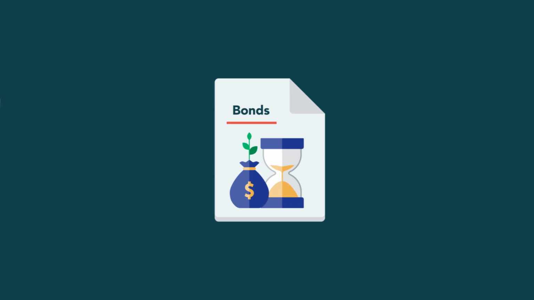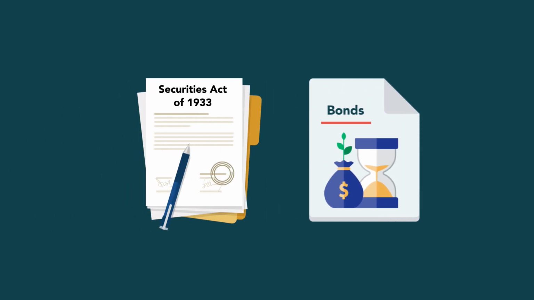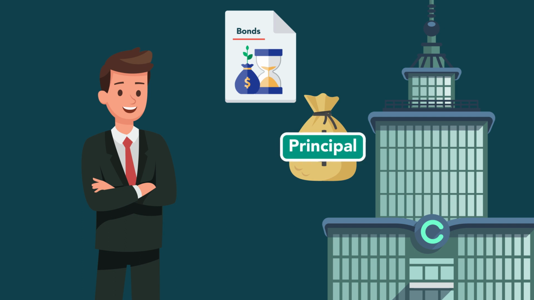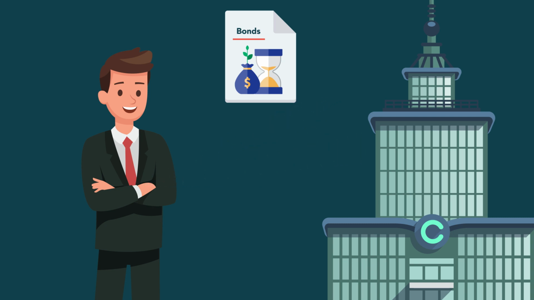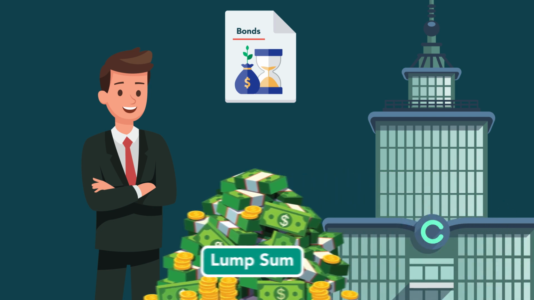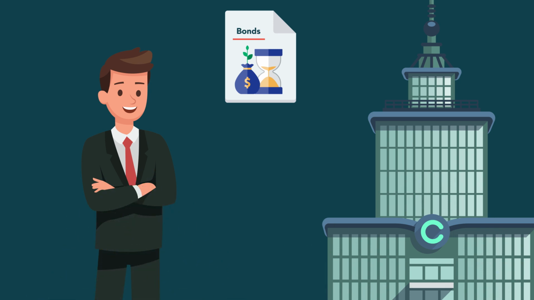Bonds. The Securities Act classifies bonds as securities. A bond investor gives the company a sum of money, referred to as the principal. In return, the company makes periodic interest payments to the investor over the term of the bond and returns the principal at the end of the bond term. Alternatively, the company may simply pay a lump sum of principal and interest when the bond's term expires or when the holder chooses to cash out.